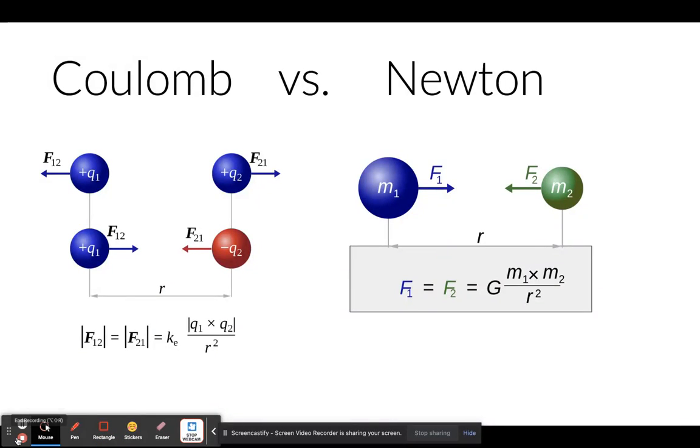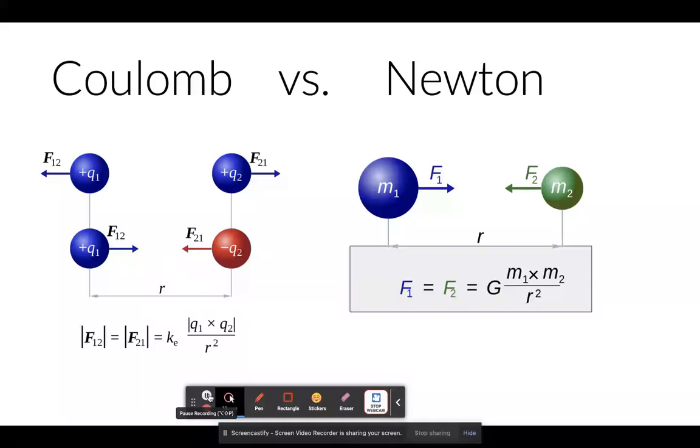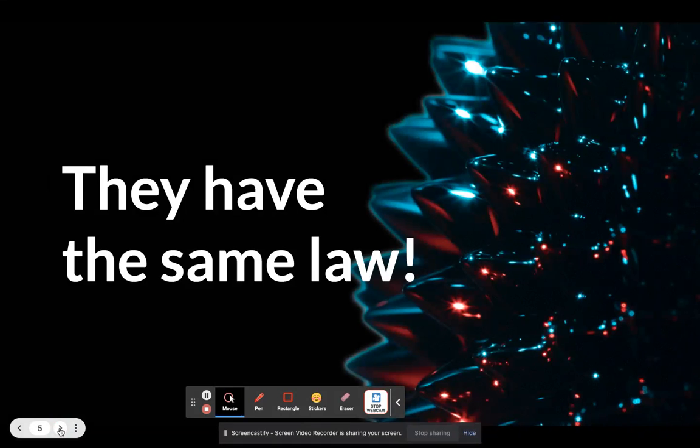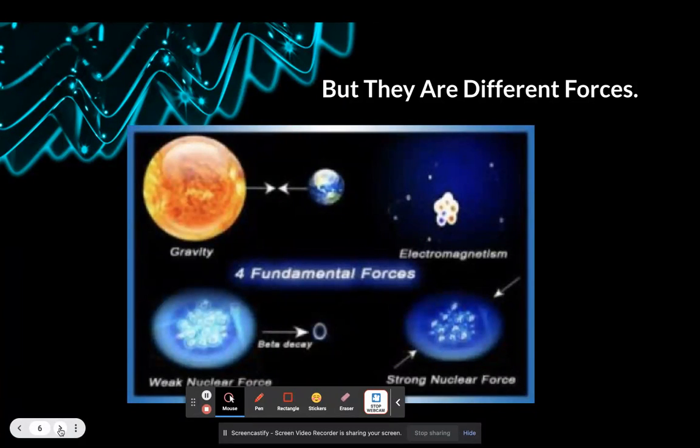Okay. And now you can see that they basically are the same law. They have the same kind of law. Now, they're not exactly the same because the size and the relative force of these two is different. They're different forces. So there's gravity, which is the force of planets and stars to each other. And there's electromagnetism over here. And then there's the weak nuclear force. And then there's the strong nuclear force, basically things that happen within the atom itself.